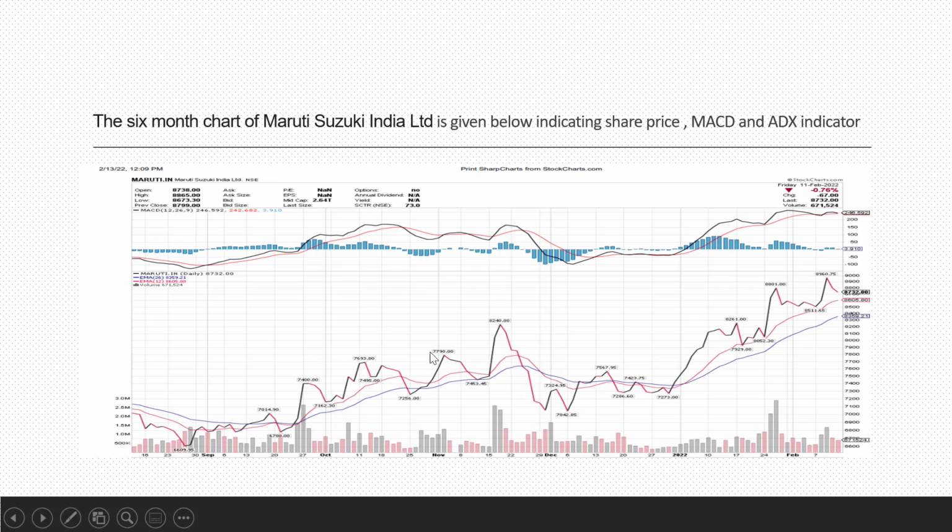Then look at the price chart here. This is the 26-day moving average, and this is the 12-day moving average. Sorry, the 12-day moving average is above the 26-day moving average, and even the share price is above the moving averages, which is a bullish formation. So all this is suggesting that Maruti is going to go up rather than down, isn't it? So I'll just repeat again.